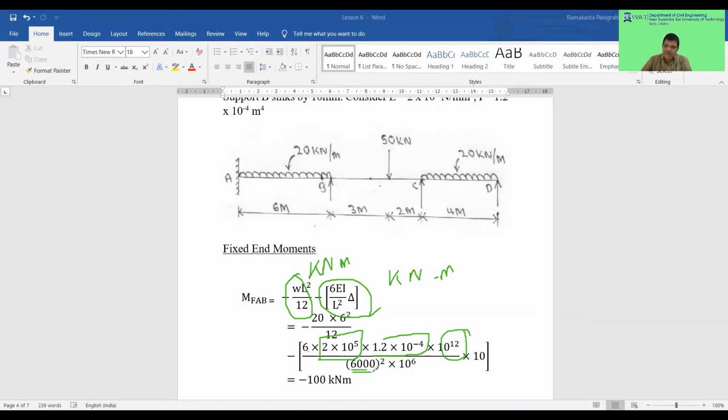Now L is taken in millimeter, so in millimeter square. Now all the things will come in Newton millimeter. So to convert into kilonewton meter, this is divided by 10 to the power 6. You should understand that. So first the value of moment of inertia is converted from meter 4 to millimeter 4, and then the entire calculation comes in Newton millimeter. So it is divided by 10 to the power 6 to find it in kilonewton meter. So it becomes minus 100 kilonewton meter. I think now you are clear regarding the units. You should watch the units.